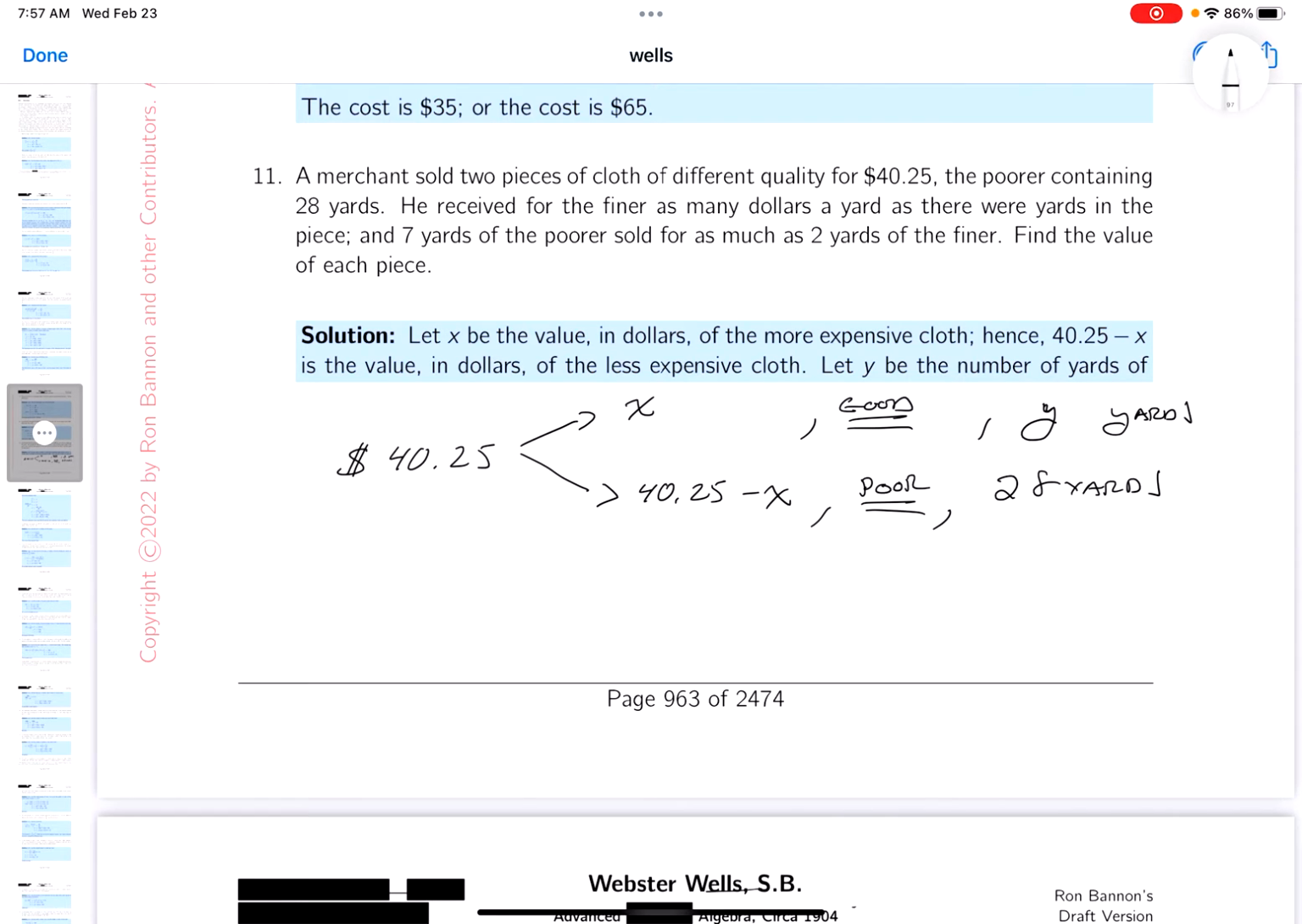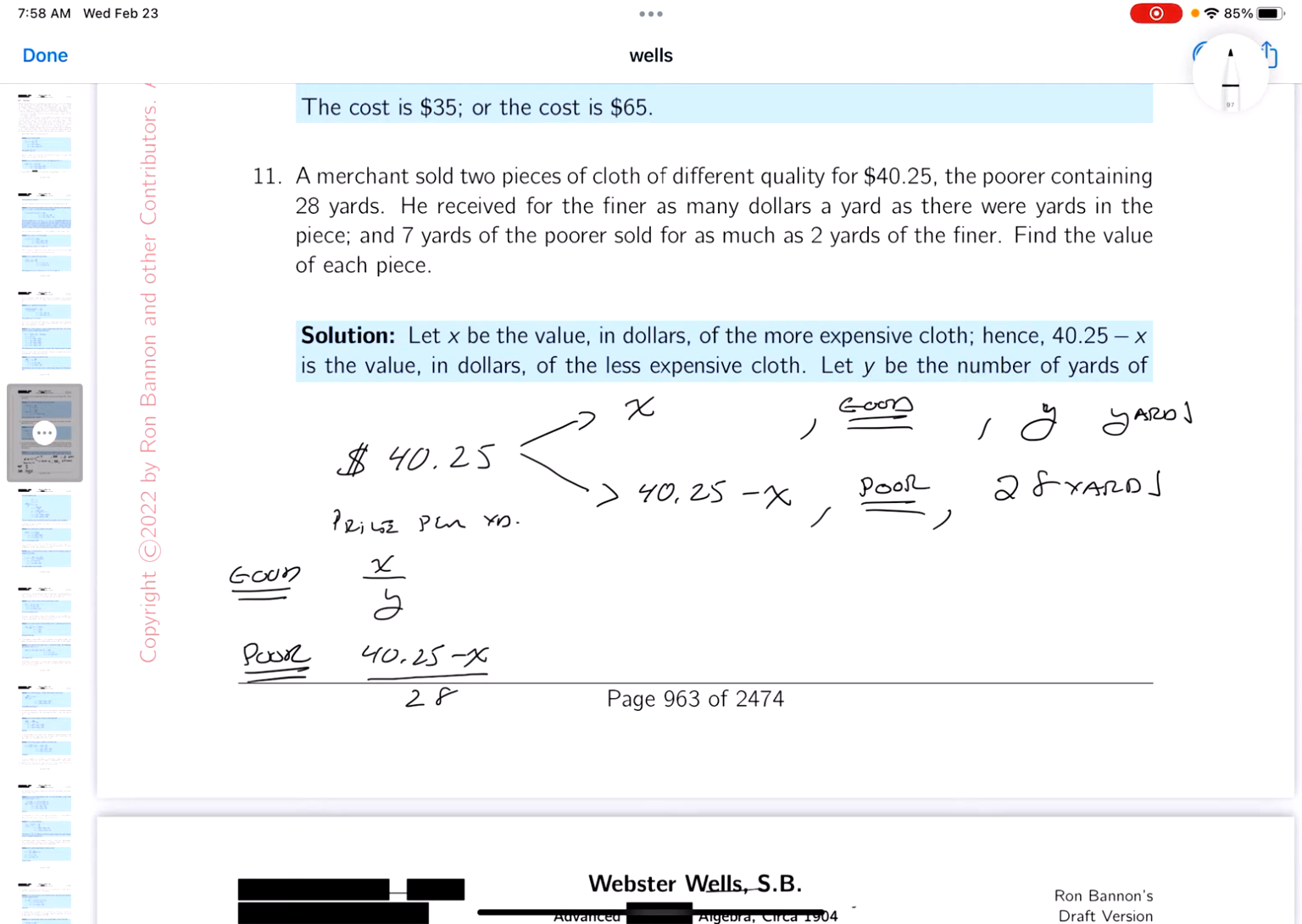So I'm going to start talking about the good, and the price per yard. Well, that's going to be X over Y. And this is the price per yard. And the poor, what's that going to be? Well, that's going to be 40.25 minus X over 28.